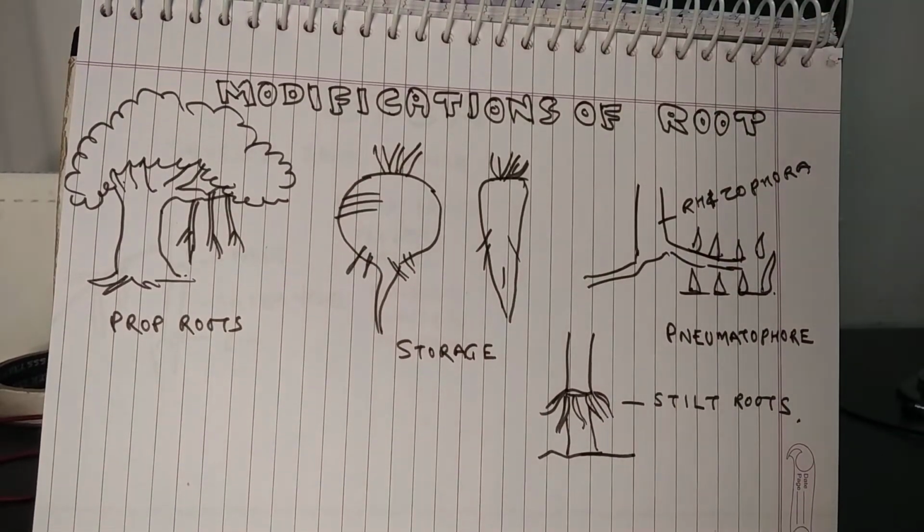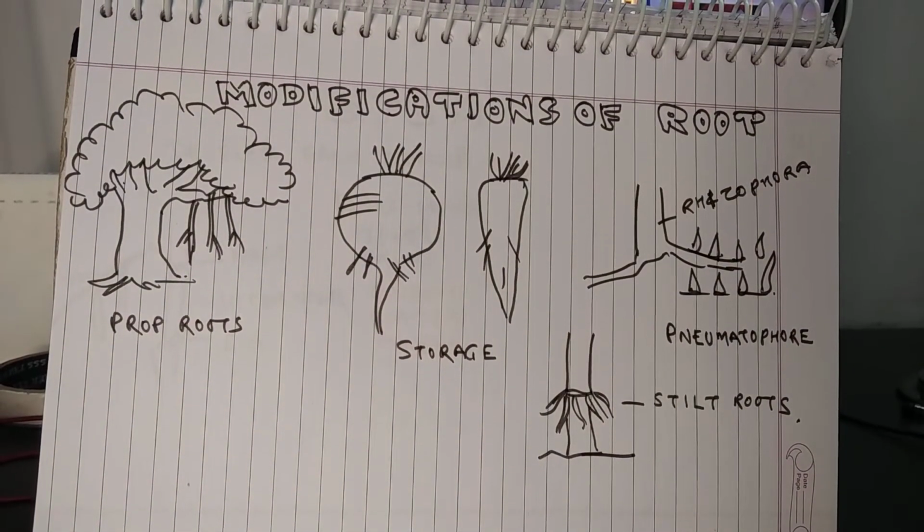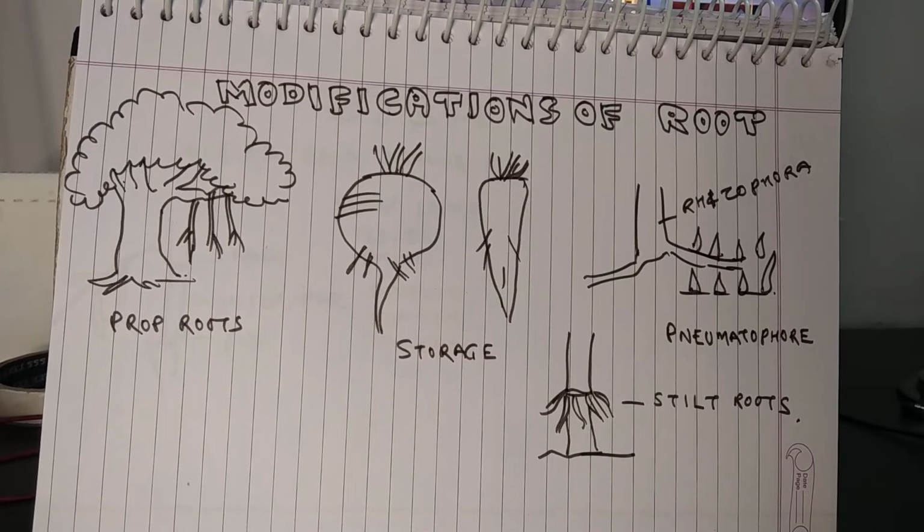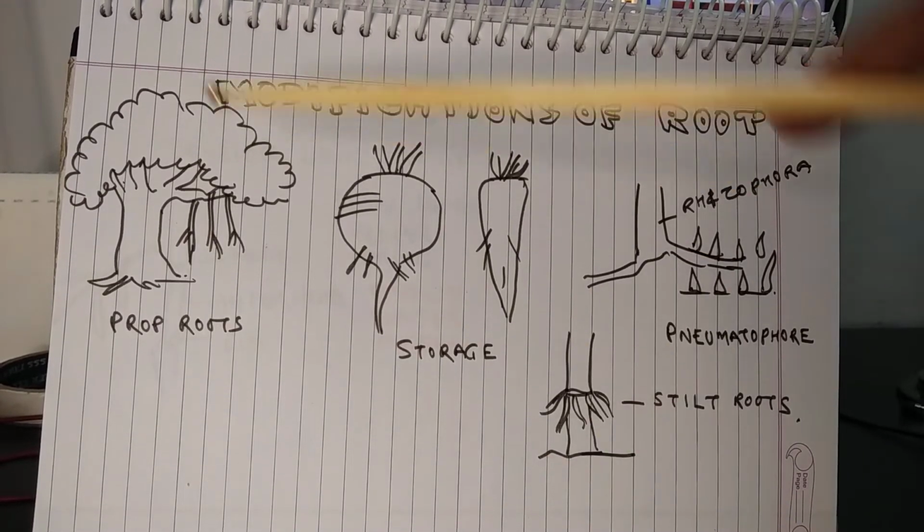Now, modifications of roots. Apart from its normal function of providing anchorage and absorbing water and minerals, roots undergo modifications to serve some special purpose in different plants. So, here are some examples.